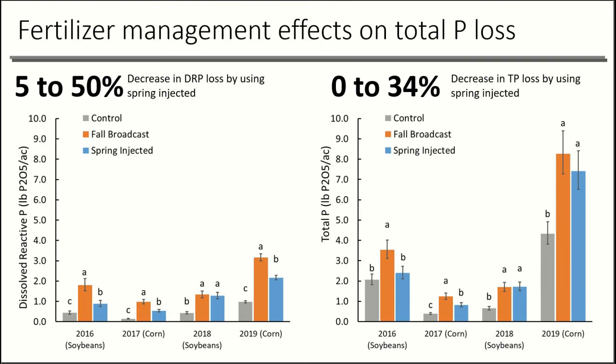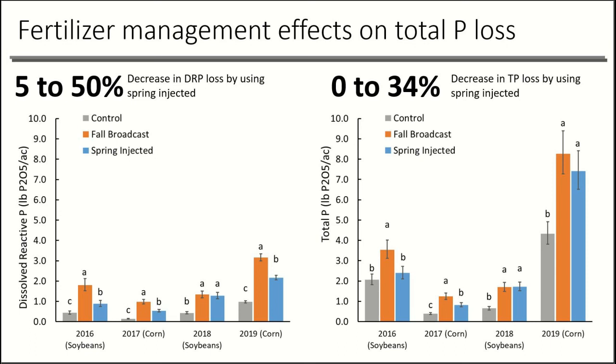Based on the year, we saw a 5 to 50% decrease in dissolved reactive phosphorus losses with subsurface placement compared to fall broadcast. The 1 year where we didn't see any impact, that was 2018. That was a drought year where we didn't have any runoff from October until August, right? And so during those critical months, those spring months where we would expect our treatments to have a big impact, we just didn't have any runoff.